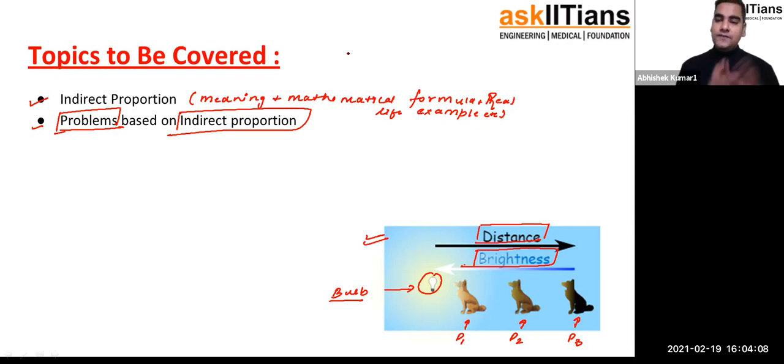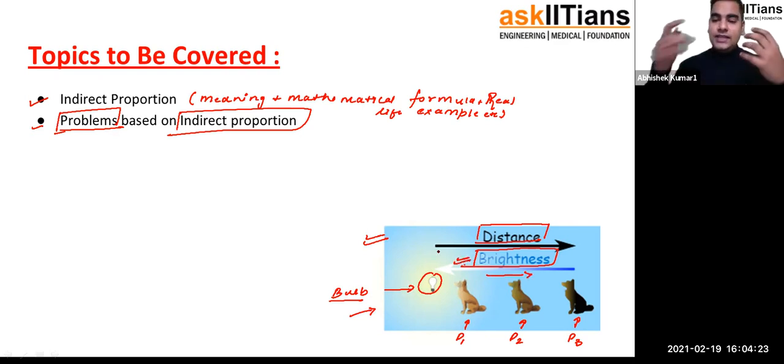The brightness of the same bulb is going to appear lesser to you. Yes or no? The same thing they are trying to denote here in this example: if you increase the distance, then the brightness that we have here will appear to be decreasing. And if you increase the distance, the brightness keeps on appearing to be decreasing. And if you decrease the distance, the same brightness that we are talking about here will appear to be increasing to us.